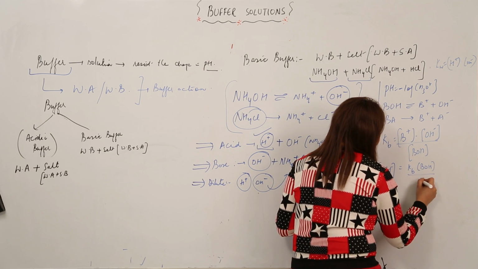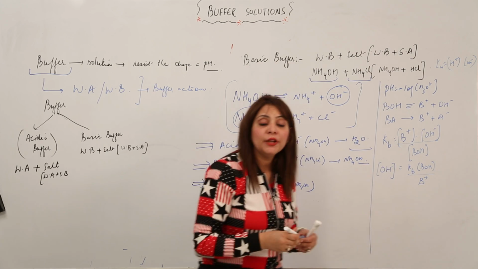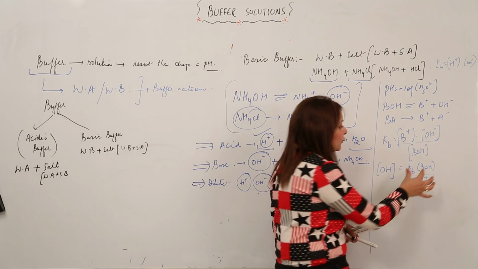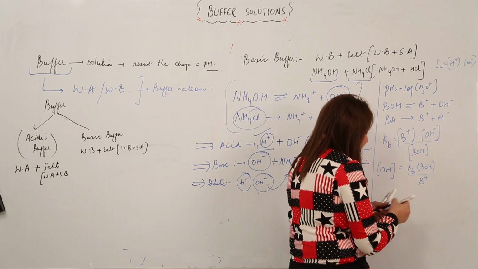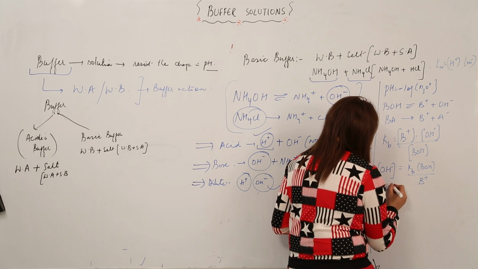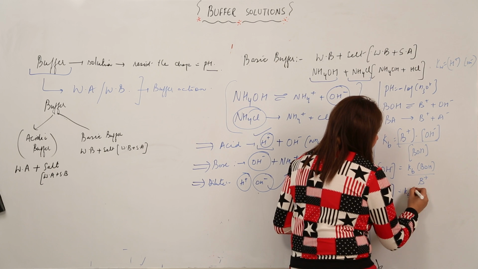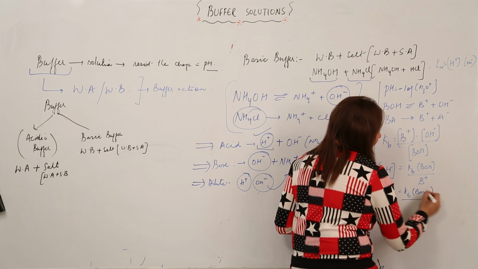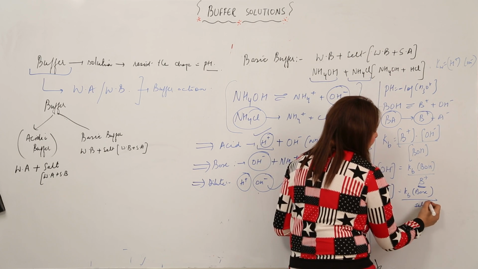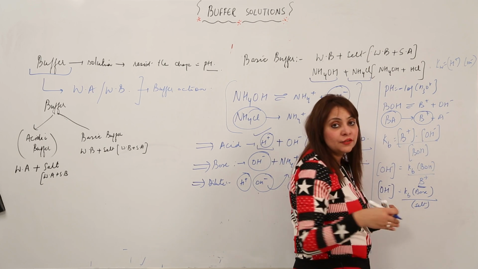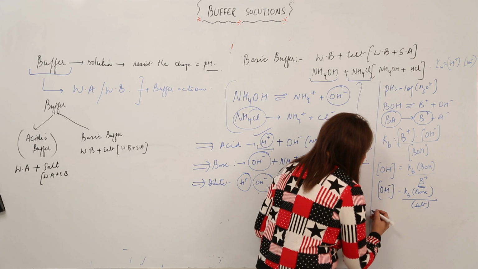I get this, right? Again, as we did for the acidic buffer, there it was acid, so here it is base. So I can write Kb, concentration of base, and again this B positive will be equal to this Ba. So I can write salt in spite of Ba because the concentration is going to be the same. So this is what I have.